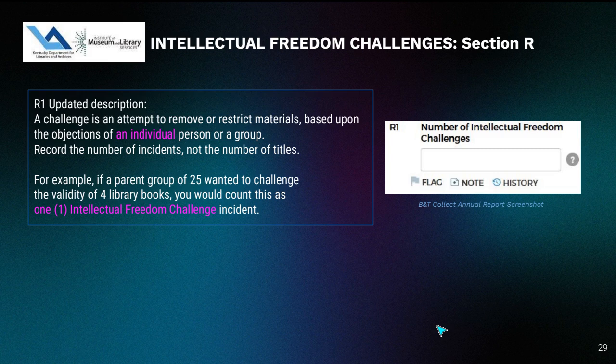For example, if a parent group of 25 wanted to challenge the validity of 4 library books, you would count this as one intellectual freedom challenge incident. It would not be 25 because there's 25 people. It would not be 4 because there's 4 books. They submitted one challenge by 25 people on 4 books. Does that help clarify that? Okay, it looks like we have some thumbs up going on.